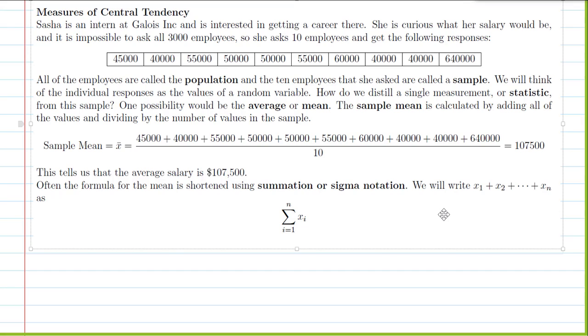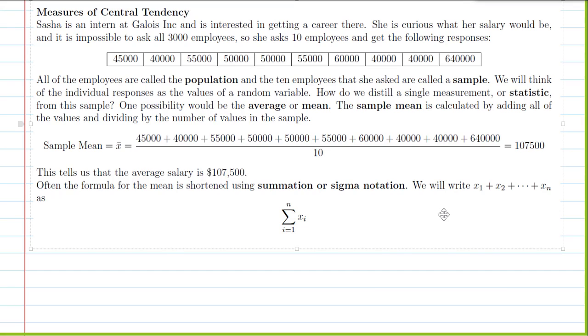So in this example, Sasha is an intern at Galois Incorporated and is interested in getting a career there. She is curious what her salary would be, and it's impossible to ask all 3,000 employees, so she asks 10 employees and gets the following responses. So in this, she got the responses of 45,000, 40,000, 55,000, 50,000, 50,000, 55,000, 60,000, 40,000, 40,000, and $640,000.